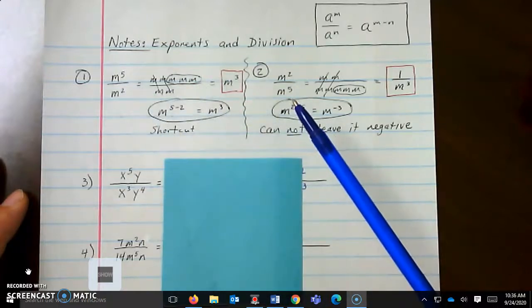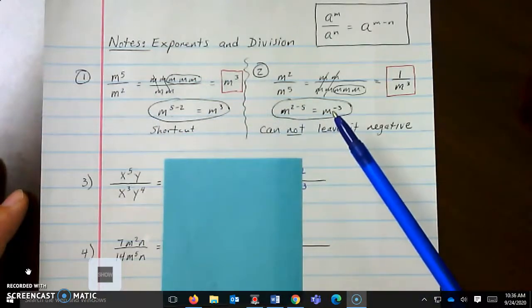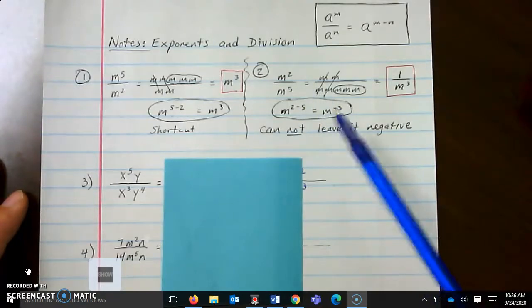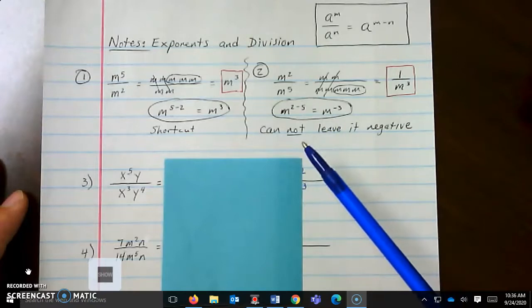So here's the deal now. If you just subtract, you get a negative exponent, 2 minus 5. You're not allowed to leave it negative. You cannot leave it negative. It's not considered to be simplified. That's not my rule. That's a math rule.